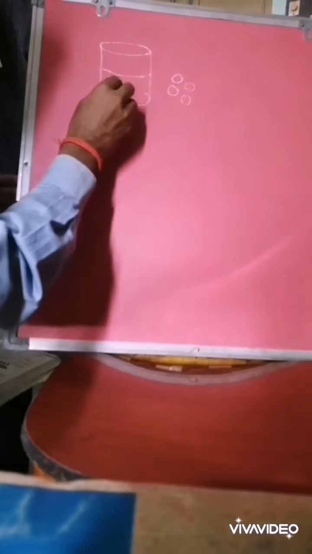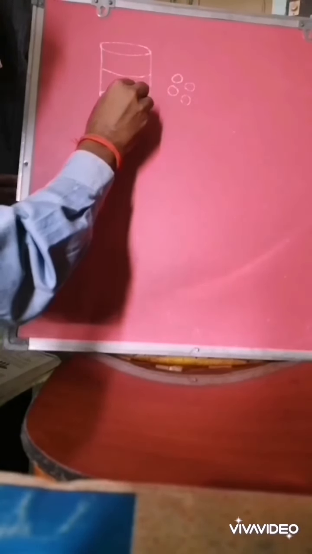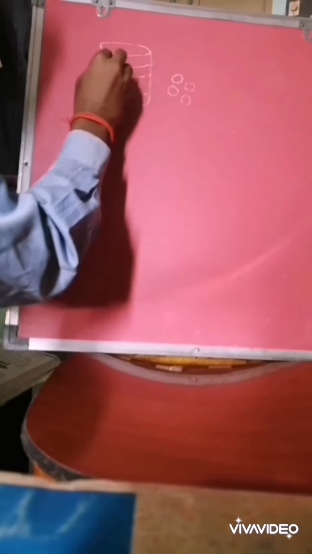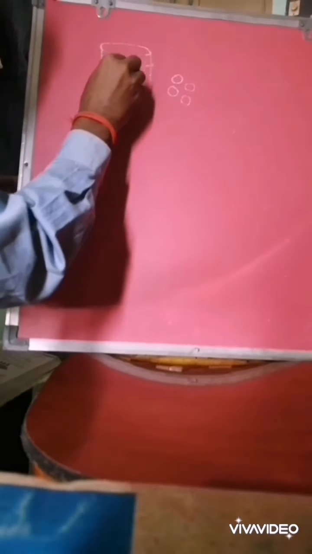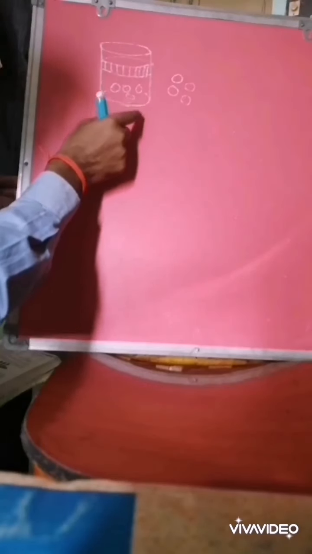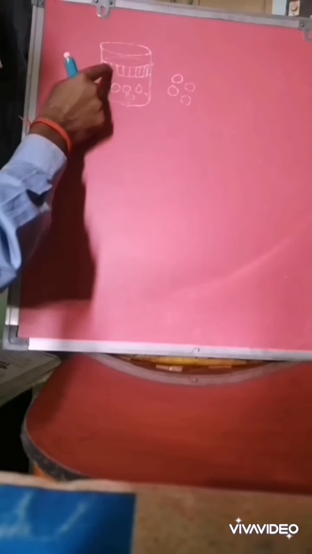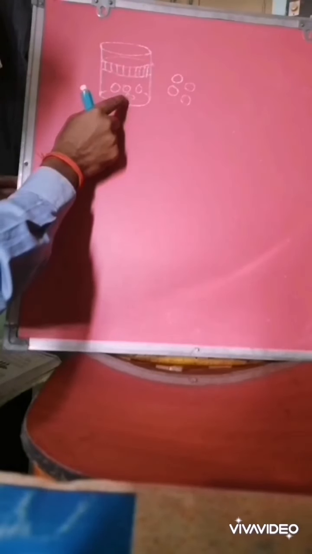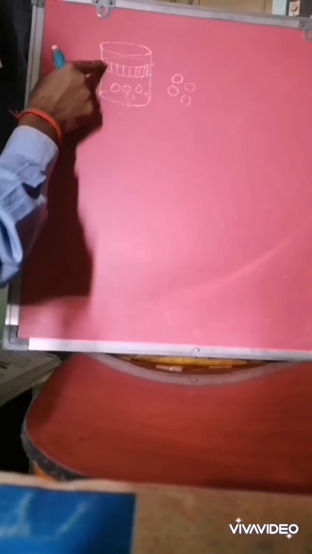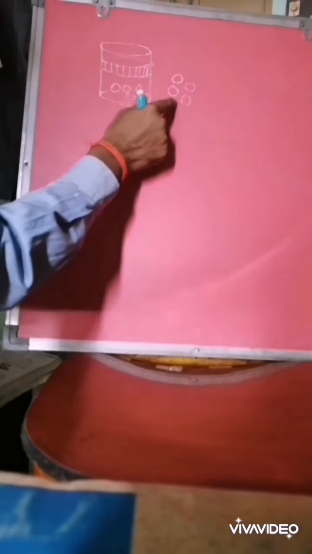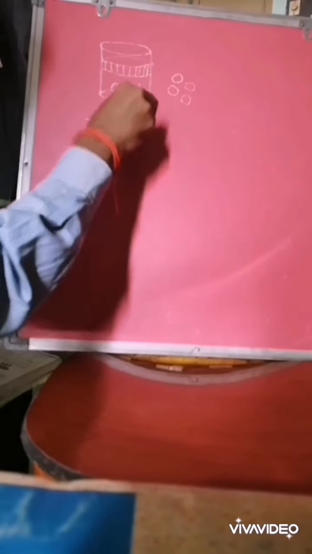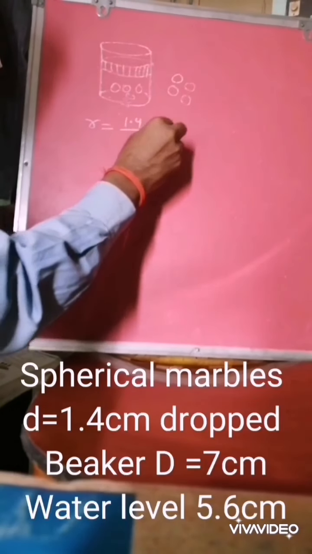But when a few marbles are dropped here, the water level rises. Suppose this much water level is raised. This is the raised water. As many marbles as we drop, that much water will be raised. So the volume of all marbles we dropped is equal to the volume of raised water. The diameter of each marble is 1.4, so the radius is 1.4 by 2, that is 0.7 cm.